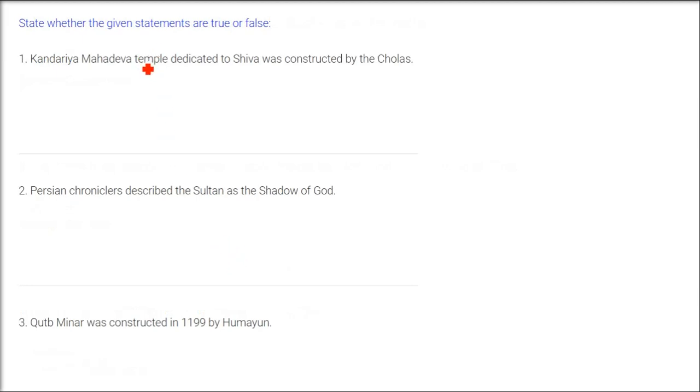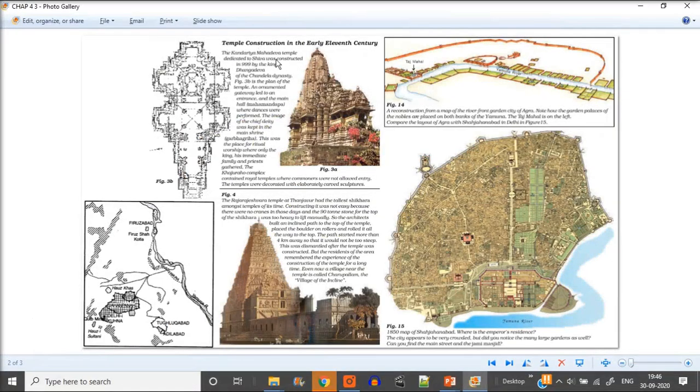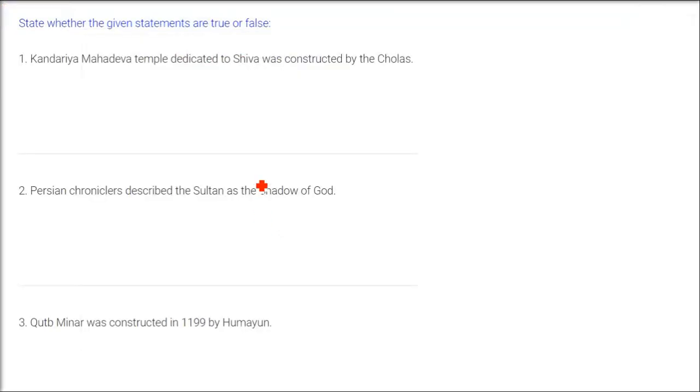Now true or false? Kandariya Mahadev temple dedicated to Shiva was constructed by the Cholas. That's wrong. It's clearly said that this is by Dhangadeva of the Chandela dynasty. So false. Persian chroniclers described the Sultan as the shadow of God. This is correct. At that time, those Persian chroniclers were not saying that the Sultan is a god, but they are saying that he is the shadow of God.